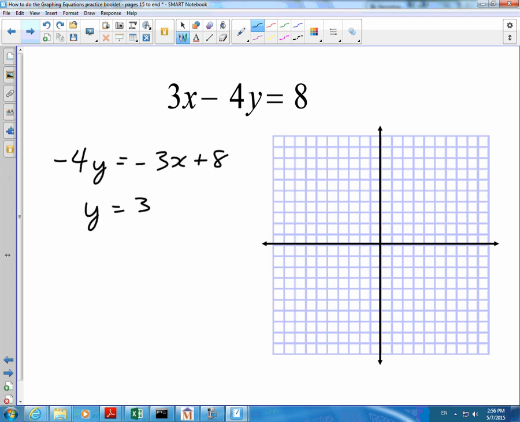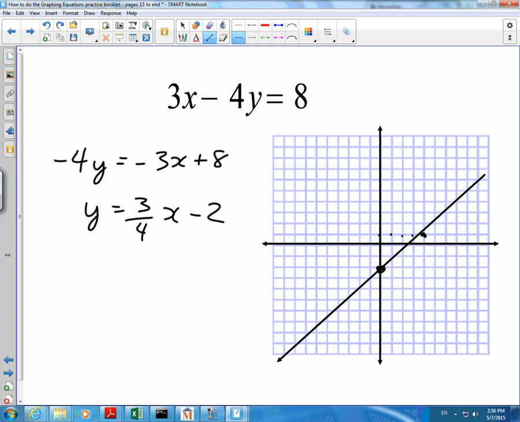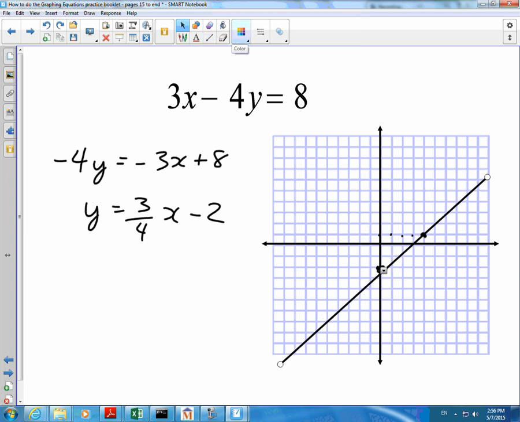So y is equal to 3/4 x minus 2. So I'd start at -2, and I would go up 3/4. So up 3/1, 2, 3, 4 would be to this point here. And again, get my line drawer out. And it's off a little bit. That'll do. And there's my 3 examples.